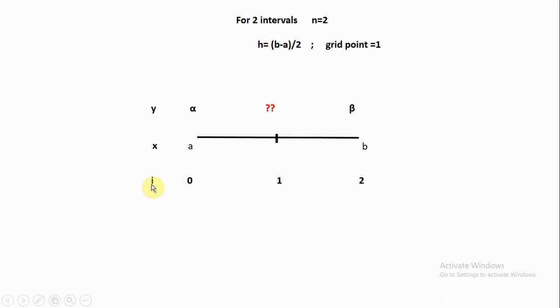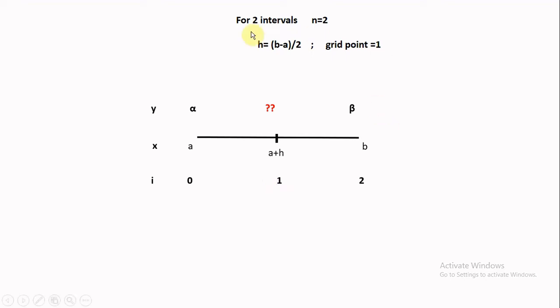Over here we can say that the value of y, the running index, we can take for this point where we have to determine the value of y is 1. So at x equal to A, we say that the value of y is 0, and at B the value of y is 2, and at the point where we have to determine the value of y is 1 in the equations.